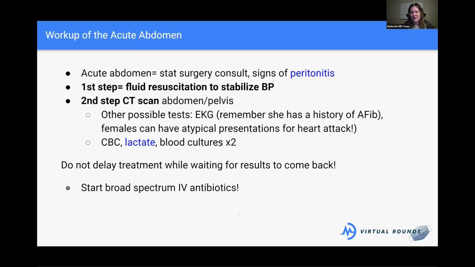But that's not really the main point here. I just want you guys to know fluid resuscitation comes first, and then these are the steps that we do to work up a possible peritonitis. Actually, I take my words back. Consult surgery first, call surgery or page surgery, then fluid resuscitate, and then do the workup.